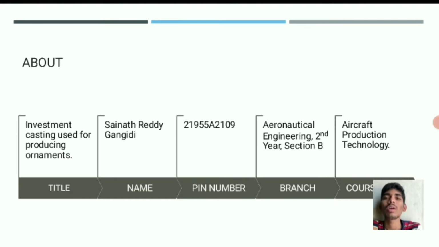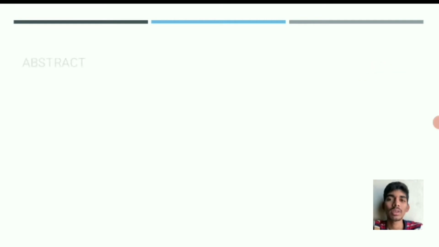My name is G. Sainer Reddy, having a PIN number of 21955A2109, and my title is investment casting used for producing ornaments. Now let us start the presentation.